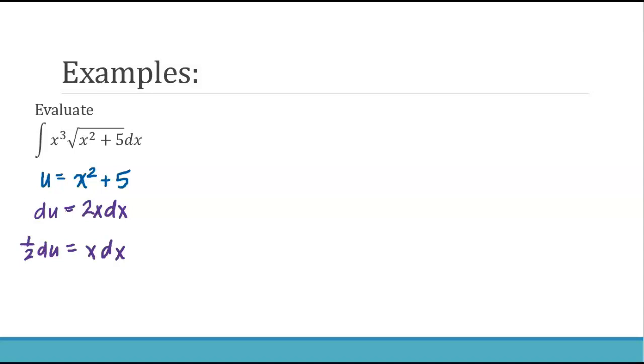So right now I'd be able to replace x squared plus 5 with u and replace the x dx with a 1/2 du, but I'm still going to have an x squared left over, since there are 3 copies of x here. So let's split this up to be able to see that. I'm going to put the radical x squared plus 5 in the front. And I can think about x cubed as x times x squared dx.